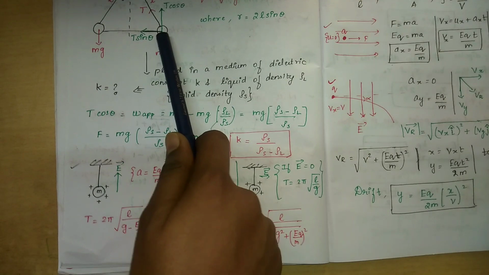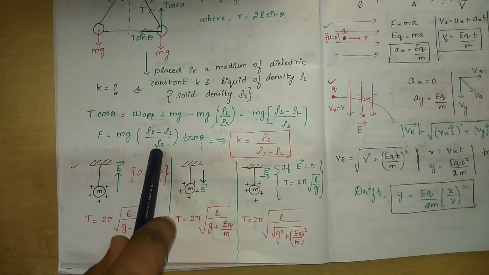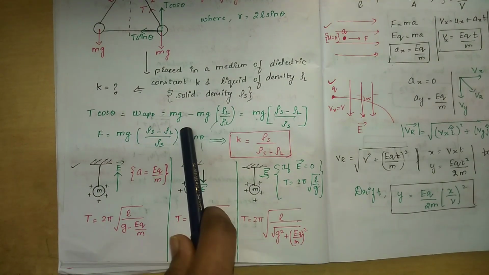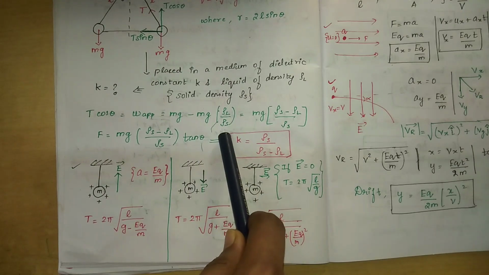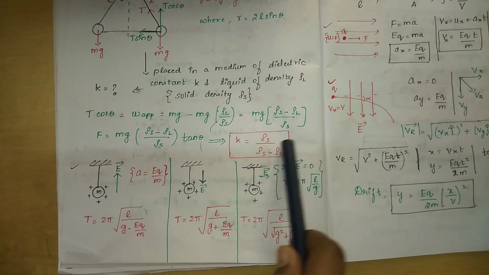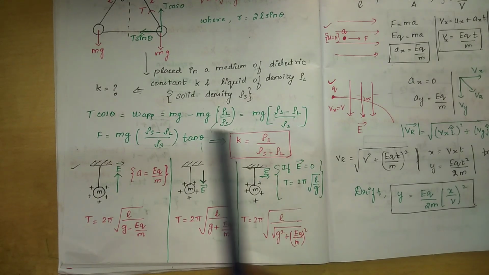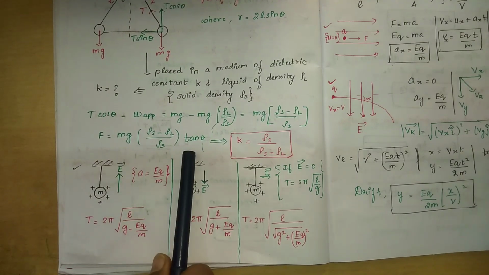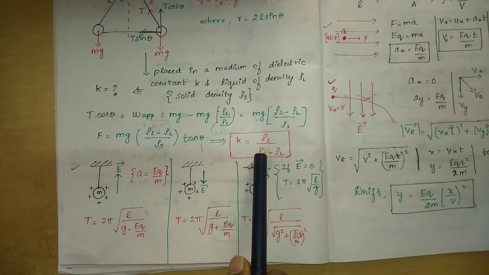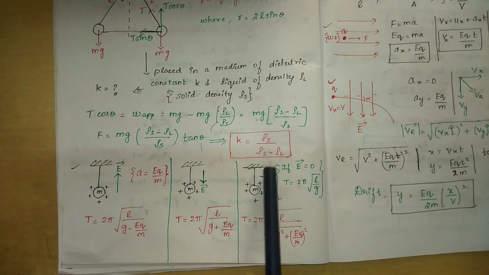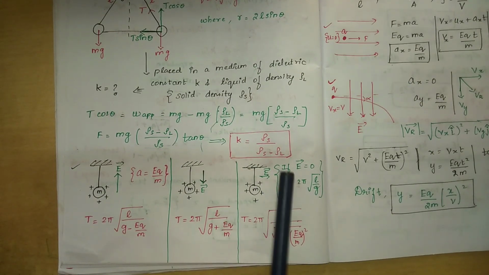Here T cos theta will be equal to the apparent weight, which is equal to mg minus mg rho L by rho S. If you solve this, you will get mg into (rho S minus rho L) divided by rho S. You apply for force and the K value you will get, which is equal to rho S divided by (rho S minus rho L).